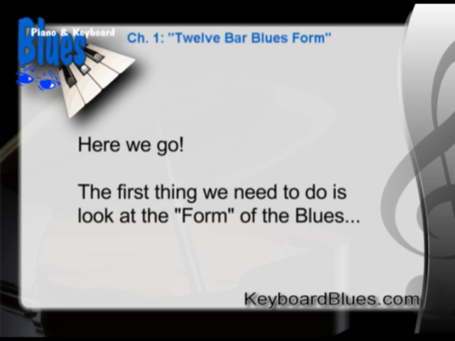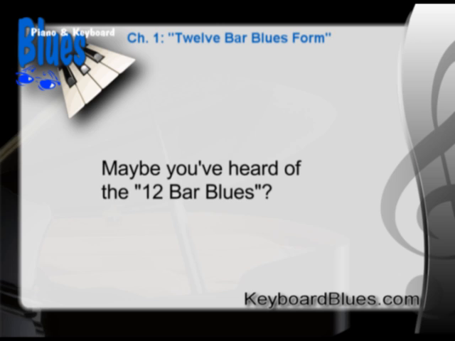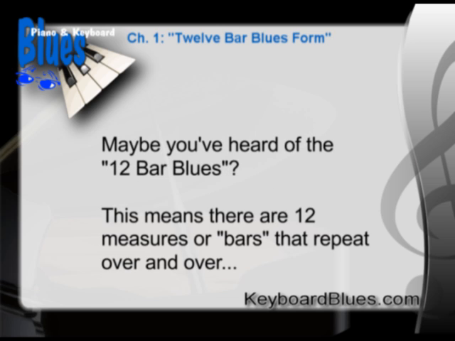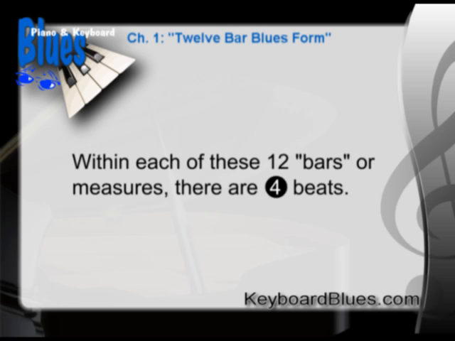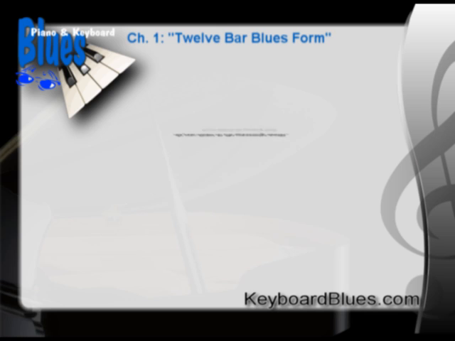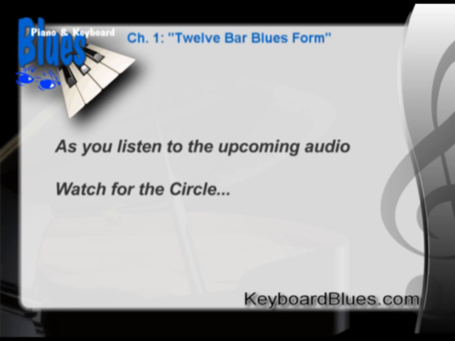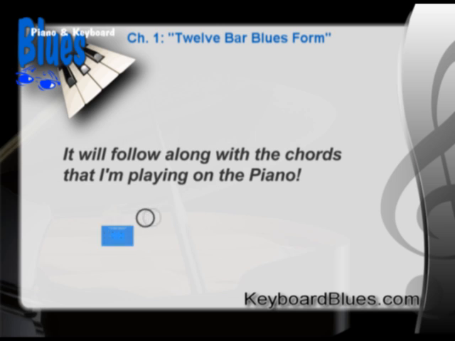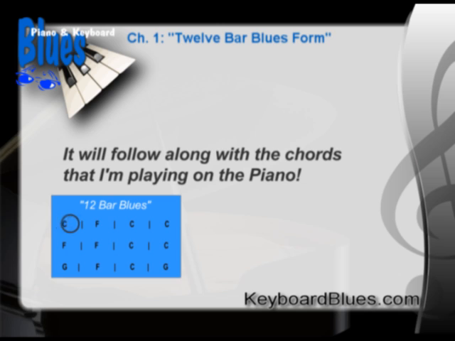The first thing we need to do is look at the form of the blues. Maybe you've heard of the 12-bar blues. This means that there are 12 measures or bars that repeat over and over. Within each of these 12 bars or measures, there's 4 beats. As you listen to the upcoming audio, watch for the circle. It will follow along with the chords that I'm playing on the piano.